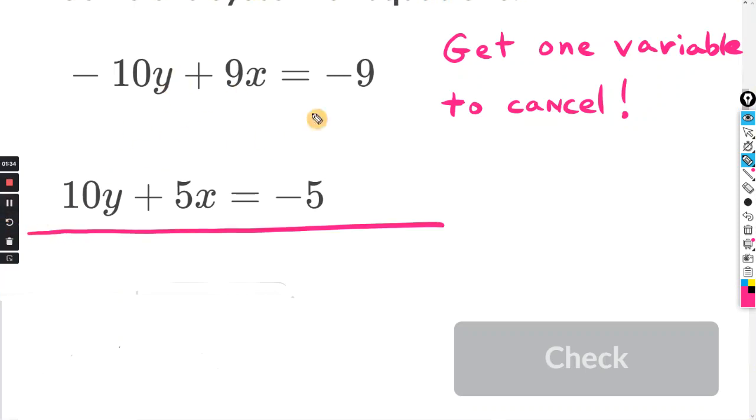It would be nice if these were lined up, but anyhow, we are just adding these two equations to each other. So negative 10y plus 10y, that's going to be 0. You can write 0 if you want, but you don't have to. So these drop out. 9x plus 5x is 14x. Bring down the equal sign. And negative 9 plus negative 5 is going to be negative 14.